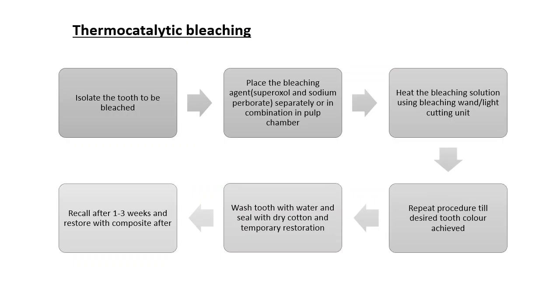The method of thermocatalytic tooth bleaching is to isolate the tooth that needs to be bleached, which means placement of a rubber dam. Place the bleaching agent, which can be superoxide and sodium perborate, separately or in combination, in the pulp chamber. Heat the bleaching solution using the bleaching wand or the light curing unit. Repeat the procedure till the desired tooth color is achieved. Wash the tooth with water and seal with dry cotton and temporary restoration. Recall after 1 to 3 weeks and restore with composite.